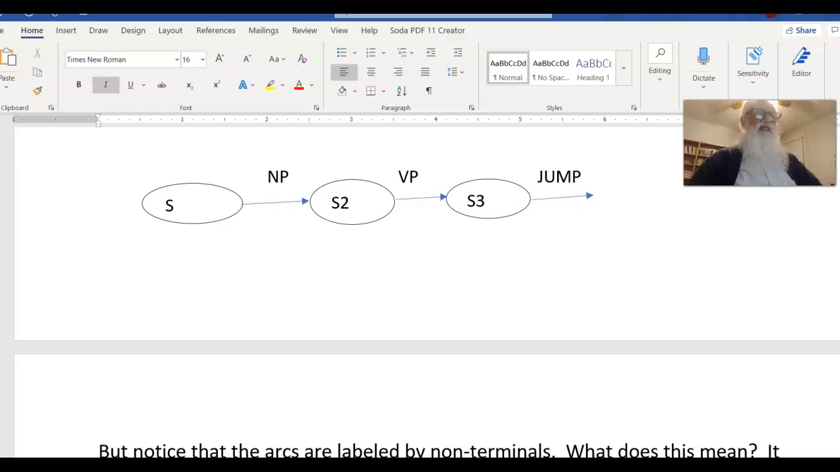So what this says is, you're going to start in the state S. To get to the state S2, you need to pass a noun part. And to get from S2 to S3, you need to pass a verb part. And to get out of the network, you need a jump.